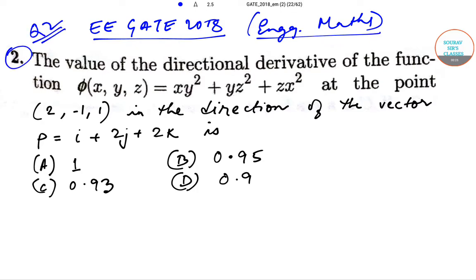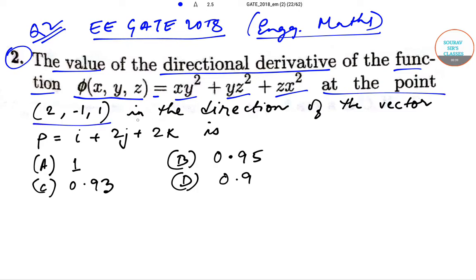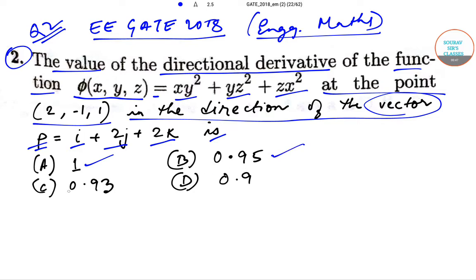In question number 2 it has been said that the value of the directional derivative of the function phi of xyz equal to xy square plus yz square plus zx square at the point 2, -1 and 1 in the direction of the vector p equal to i plus 2j plus 2k is given by option A 1, option B 0.95, option C 0.93 and option D 0.9. So these are the four options.